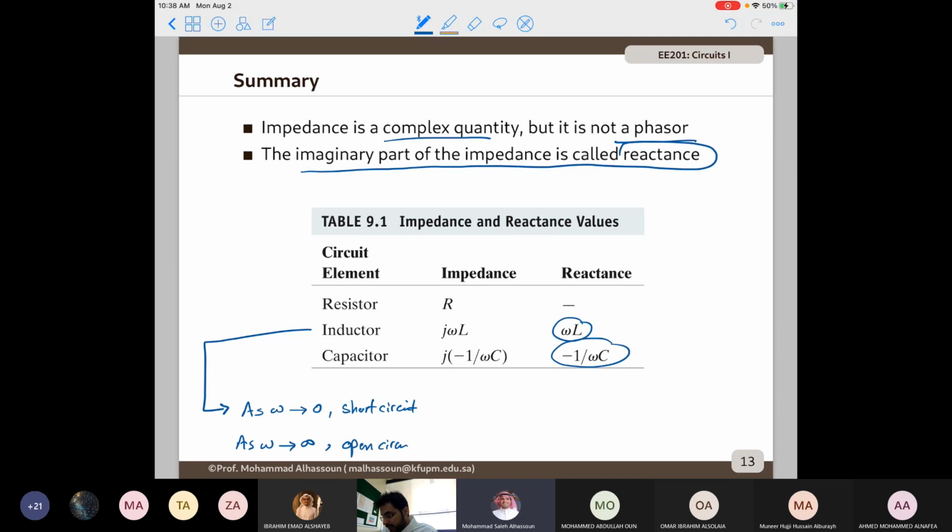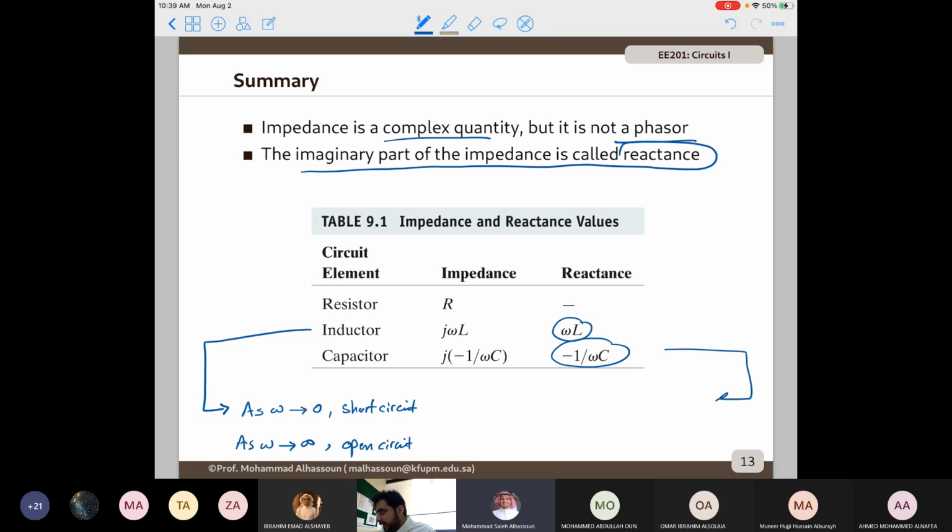You see this when you take EE 213 and you are asked to design a filter. A filter is a circuit that allows certain frequencies to pass and stops certain frequencies from passing. You see that the variation of the impedance with respect to frequency is very crucial in the design of these filters.